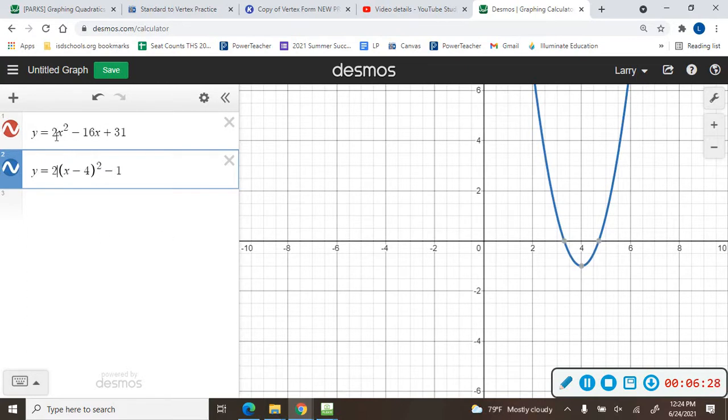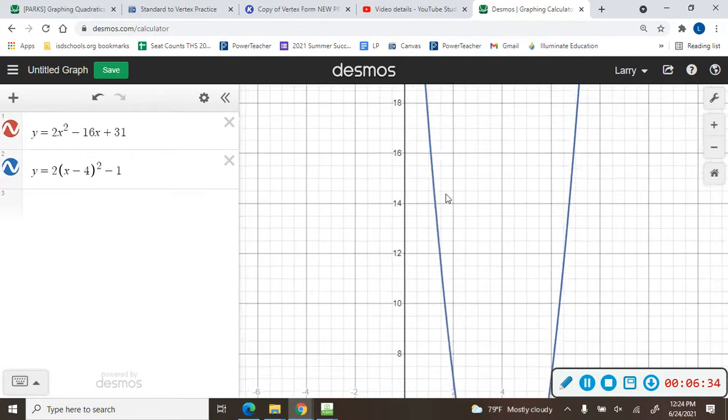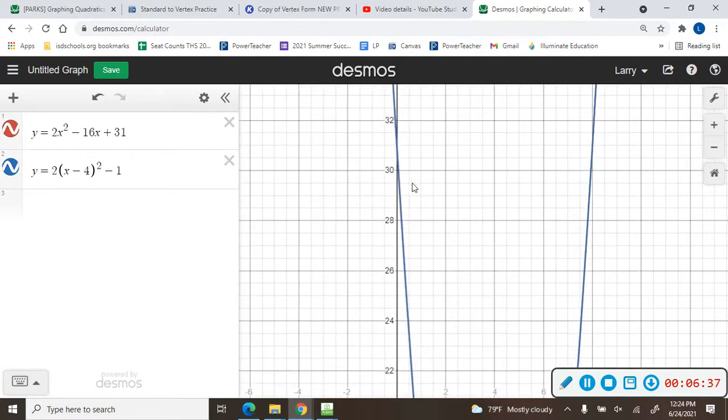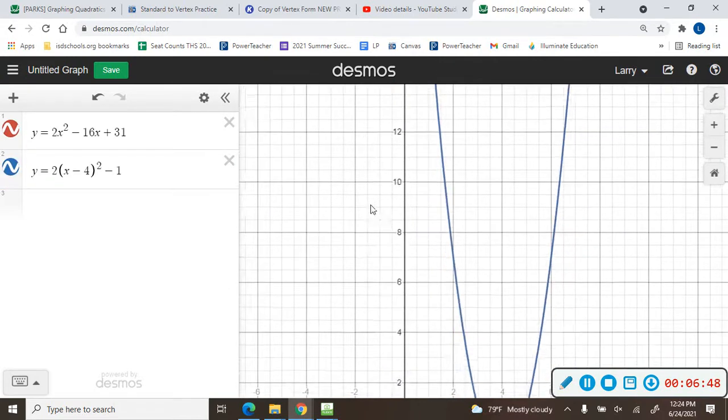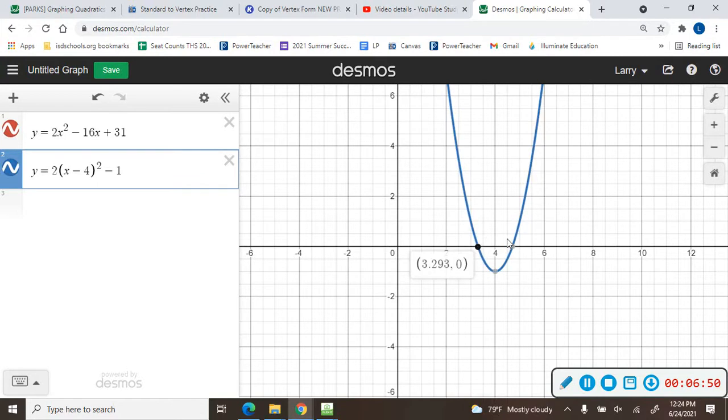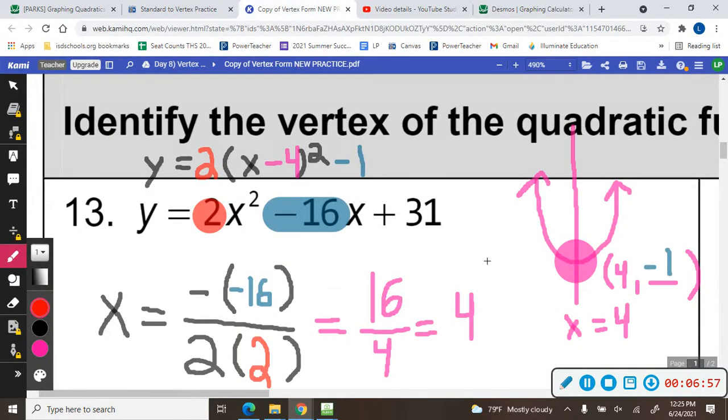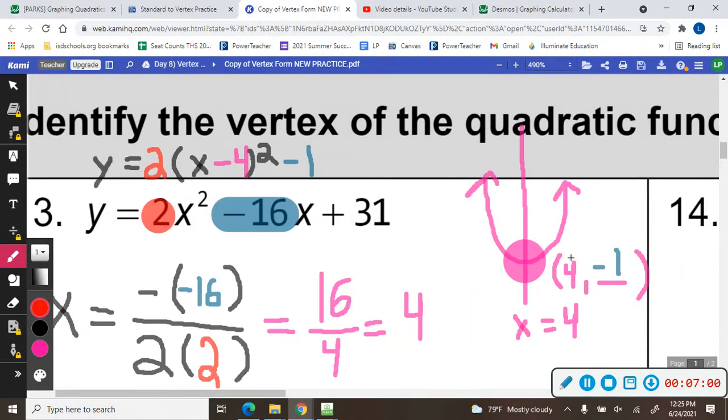Now, y-intercept right here, if you have standard form, it says the y-intercept's 31. Look at that. If I go up here, the y-intercept is indeed 31. So standard form tells you the y-intercept, vertex form tells you the vertex, and then if I had done factored form, that would tell me the x-intercepts, assuming it does factor. So looking back, identify the vertex. This is the only part I really needed. 4, negative 1.